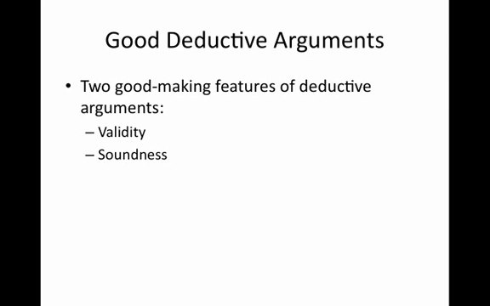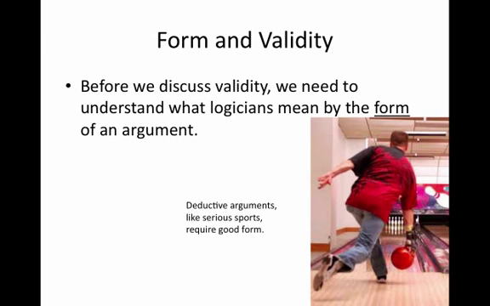This leads to two good-making features of deductive arguments. And we're going to spend some time on both, validity and soundness. So there are two good-making features of deductive arguments, validity and soundness. Now, before we discuss validity, we should actually understand what logicians mean by the form of an argument. Because as I mentioned, deductive arguments, like serious sports, require good form. But what do I mean by that?